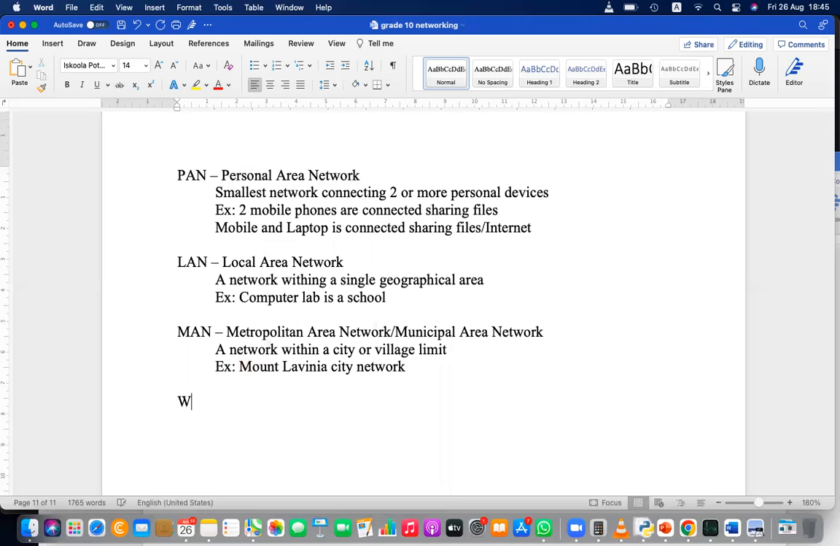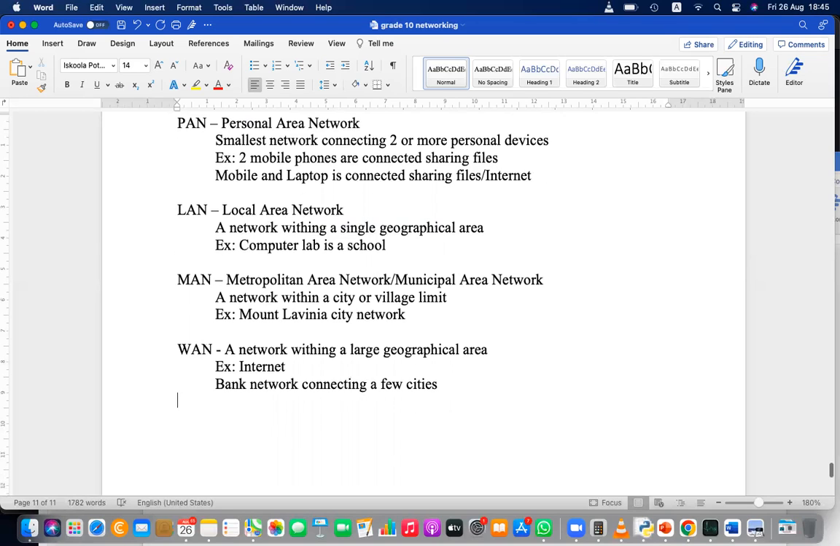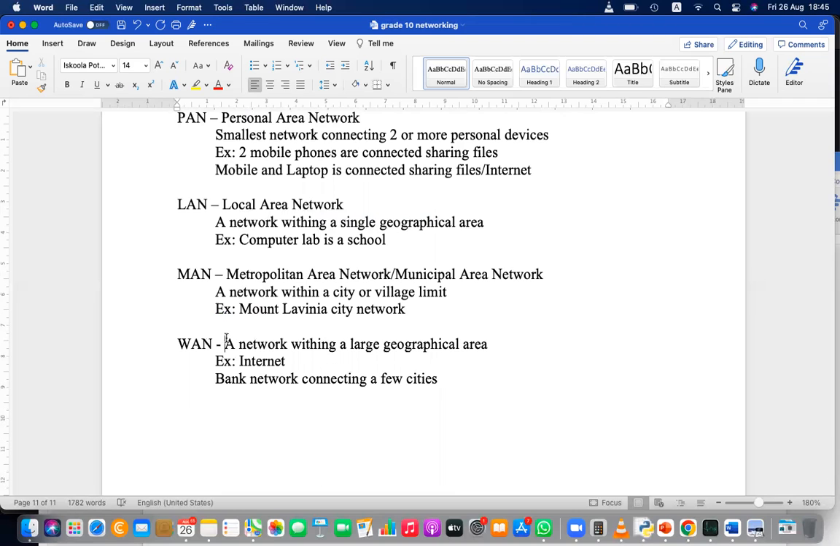Then the largest one is a network within a large geographical area. A very good example is the internet, or a bank network connecting a few cities. So these are the larger networks, the wide area networks. WAN means wide area network.